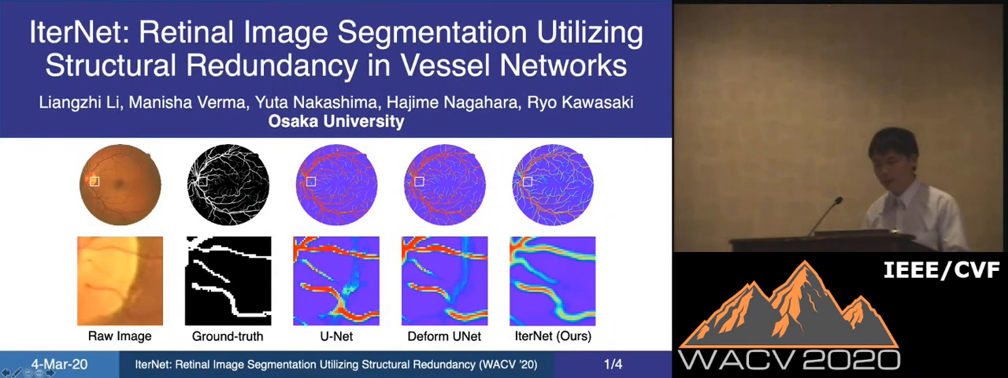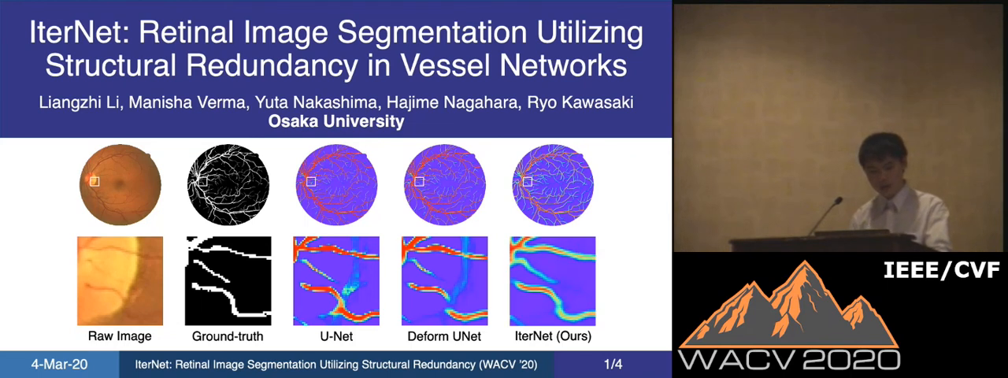Okay, hi, I'm Liang Zhili from Austin University. Today I'm going to talk about our work on retina image segmentation. We propose a model named Ethernet, which can use the structural redundancy to make refinement on the segmentation results. First, let's look at the results from some different methods.